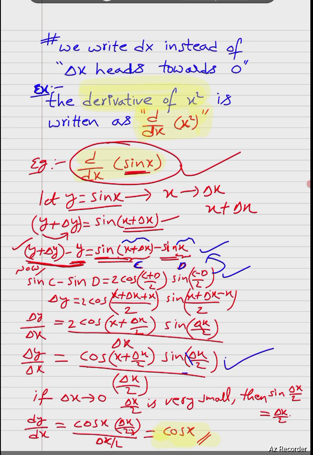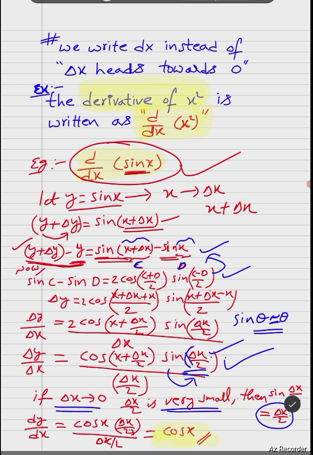Now what is the next step? Next step is to make delta x to 0. Okay. Now here delta x is 0 and delta x by 2 is very small, isn't it? Delta x itself is 0, and we divide with 2, it will become very small. Okay. So for small angles, we know that sin theta becomes theta. You remember this point? For small angles sin theta is theta. So since delta x by 2 is small, sin of a small angle is that angle, delta x by 2.